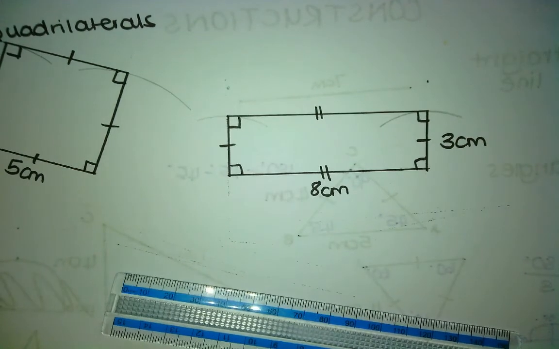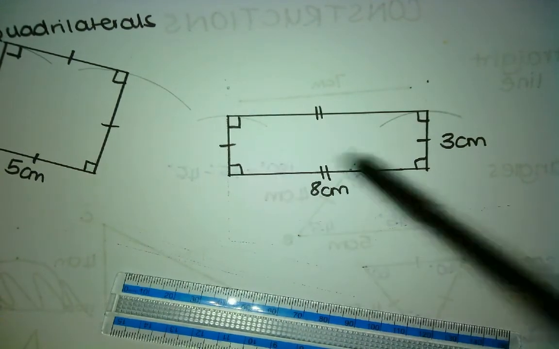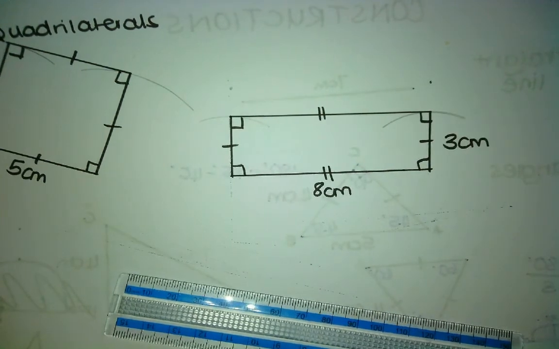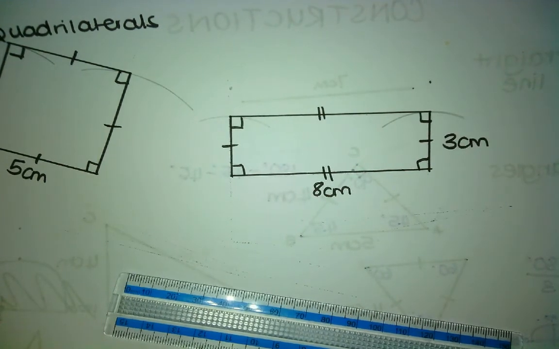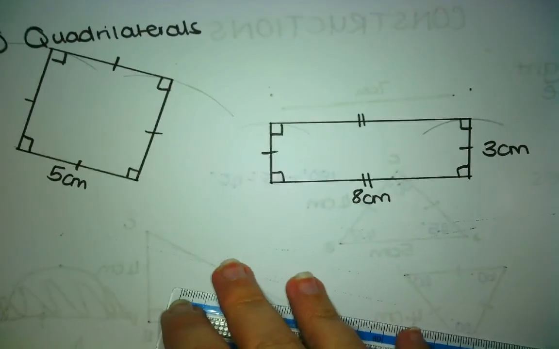It is not a square and it is not a rectangle if it does not have the 90 degrees. Otherwise it is a rhombus or a parallelogram. Otherwise, that is pretty much that for today. I am going to make another video basically explaining the different types of quadrilaterals for you.